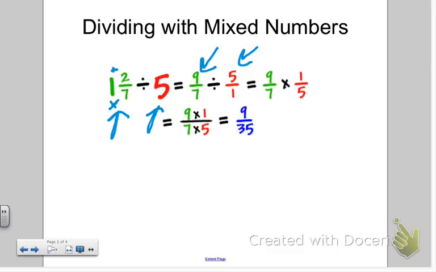Now we have to go through that step of multiplying the reciprocal. So I'm going to take that second fraction, 5 over 1, and I'm now going to flip it to be 1/5, 1 over 5. And now I can just multiply straight across. I can do 9 times 1 for my numerators and get 9. I can do 7 times 5 for my denominators and get 35. And that gives me 9/35.